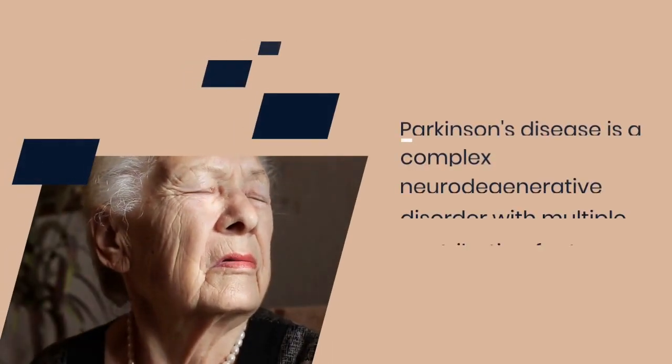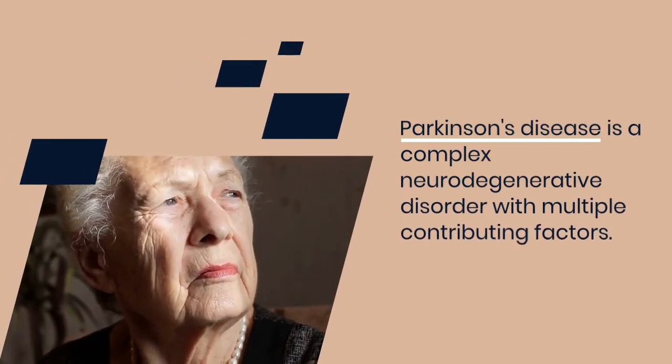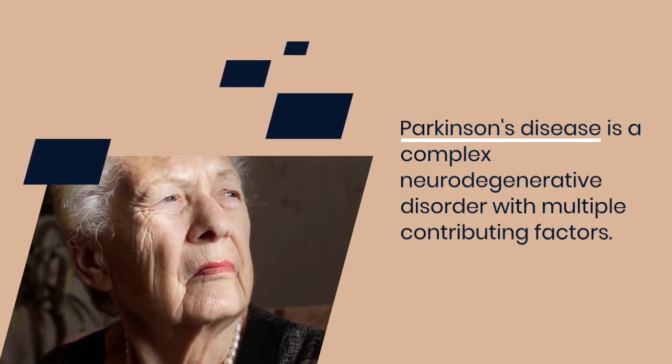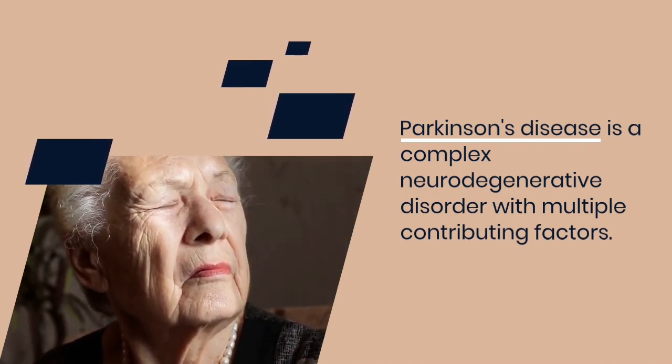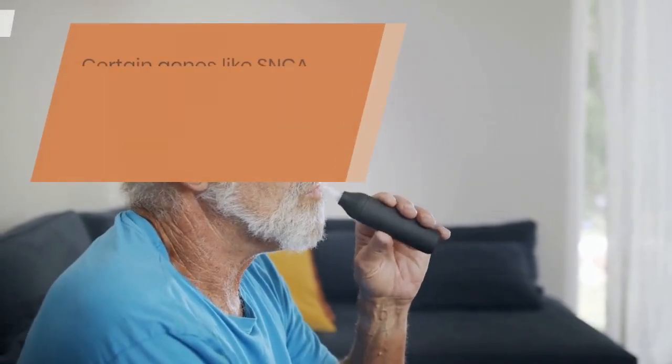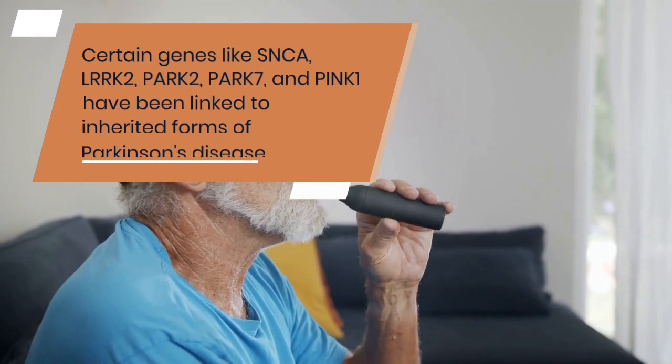5. Protein aggregation. In Parkinson's disease, there is an accumulation of abnormal protein aggregates, including alpha-synuclein, which forms Lewy bodies. These aggregates can disrupt cellular processes and lead to neuronal dysfunction and cell death.